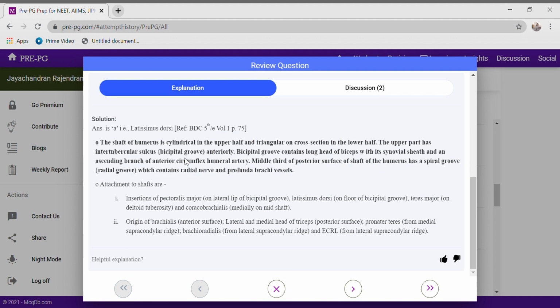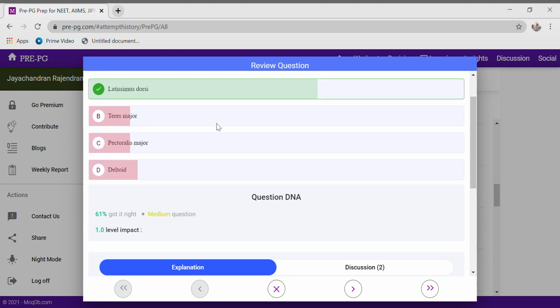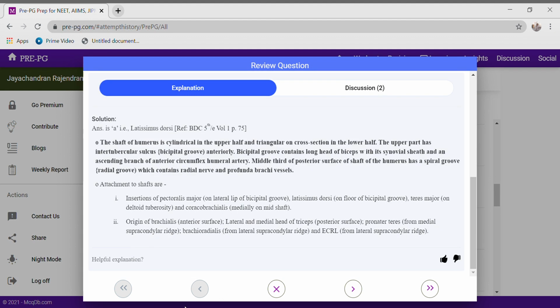This is the intertubercular sulcus. In its floor you have latissimus dorsi. Pectoralis major will be there, teres major is also there. But the pectoralis major is on the lateral lip of the bicipital groove, whereas the teres major is on the deltoid tuberosity. So in the floor you have latissimus dorsi only.